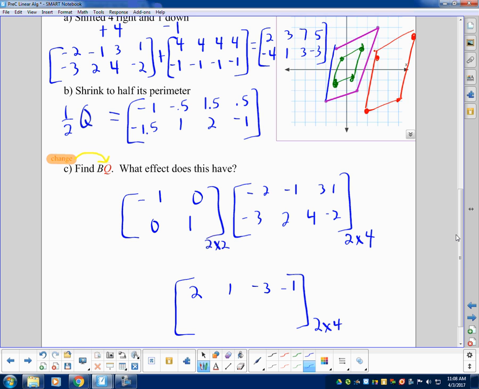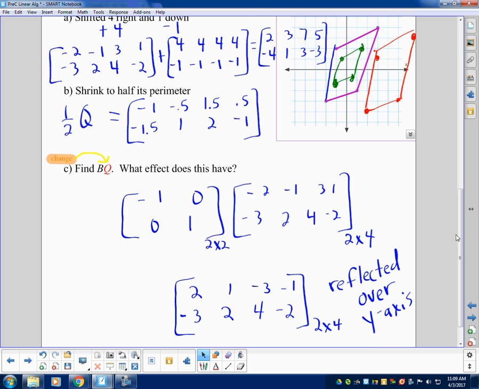That wasn't too bad because of that 0 there, huh? Same thing here. 0 plus -3 is -3. 0 plus 2 is 2. 0 times 3 is 0, plus 4 is 4. And then 0 plus -2 is -2. So this would be reflected over the y-axis. Reflected over the y-axis.